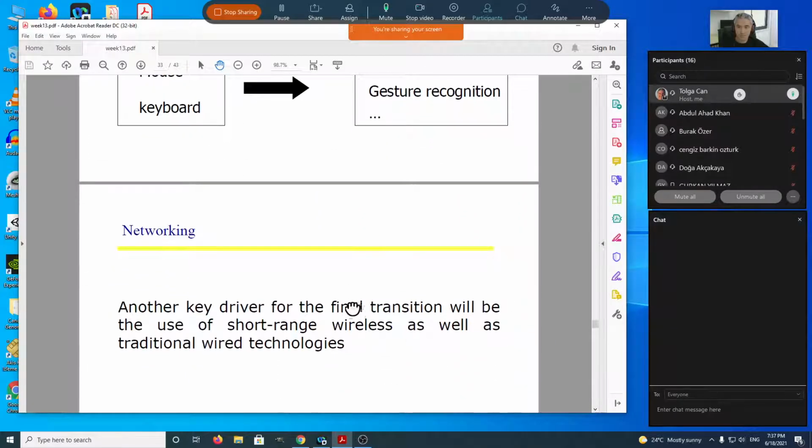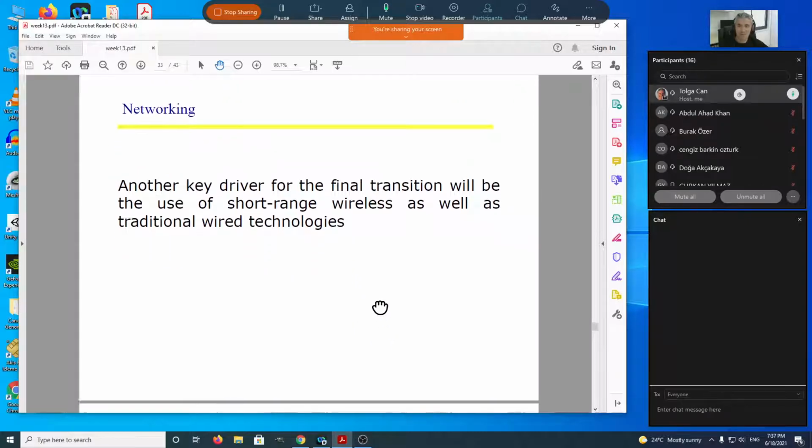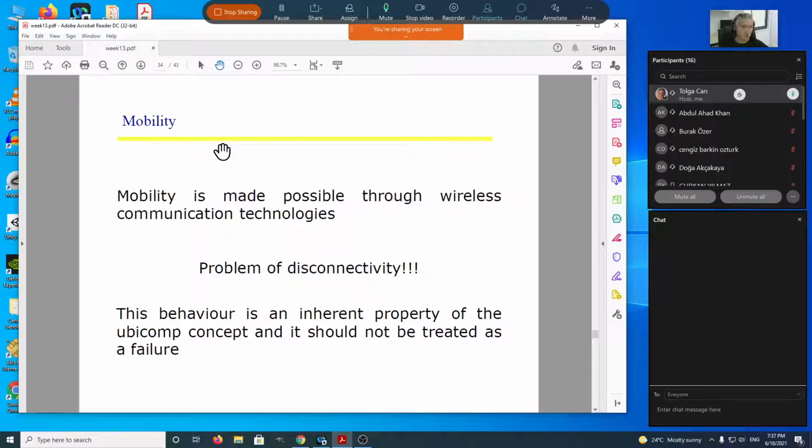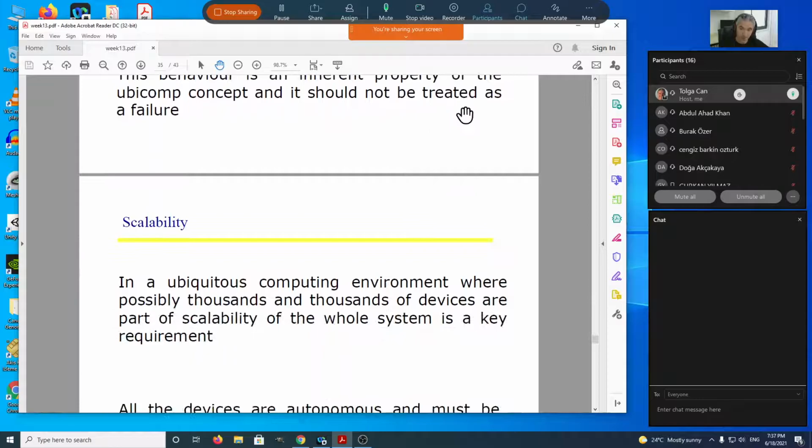So let me skip this. So I talked about networking. Networking technology is really developing well. Mobility is as you move things around. Even in your home, when you go from one room to another room, the wireless connectivity may get worse, for example. So the problem of connectivity is a major problem when you think about mobility. Mobility is an inherent property of ubiquitous computing. So how do you provide continuous connection for those devices is a networking challenge.